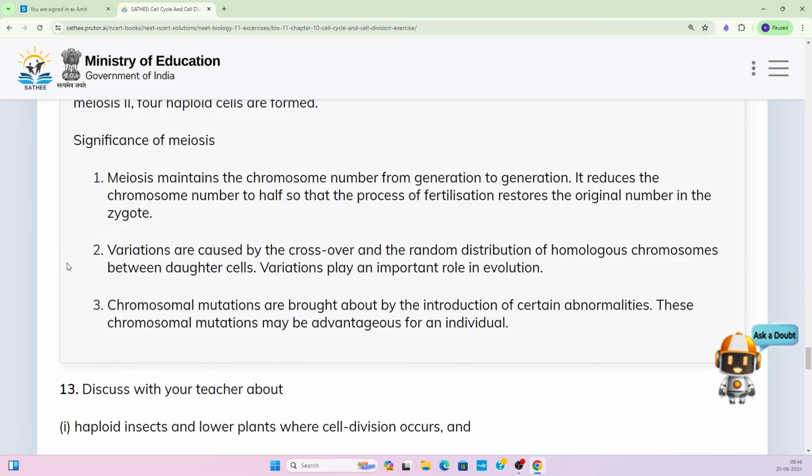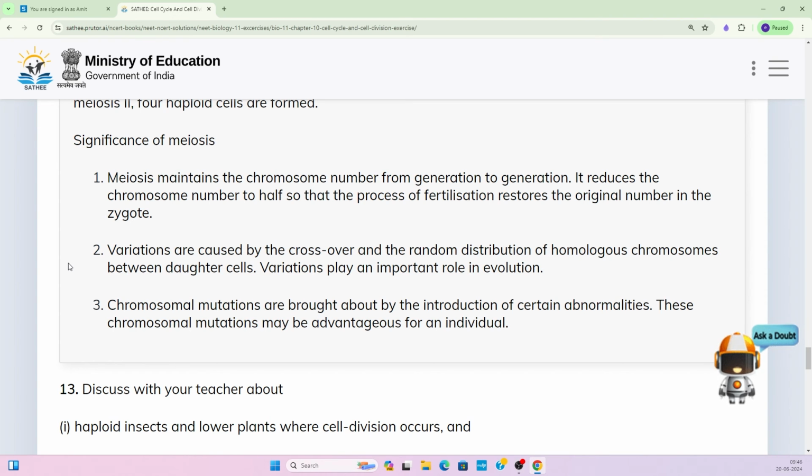Now, significance. Meiosis maintains the chromosome number from generation to generation. If there is a reduction division, the chromosome number becomes half. And after the fertilization process, what do you see? Each gamete is bringing half the chromosome number of the organism. So again, it has the same chromosome number of that particular organism.